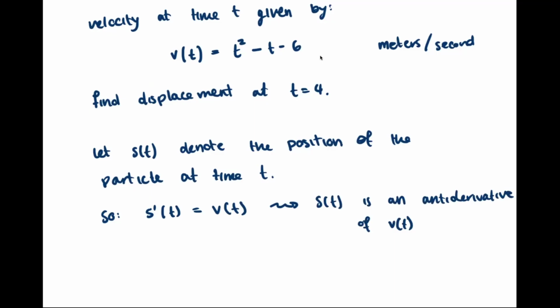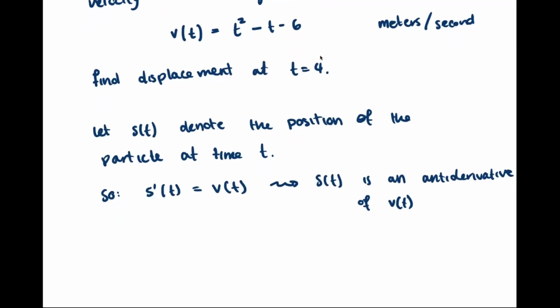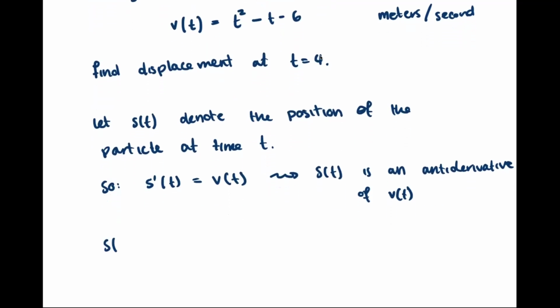So what that means is that if I want to find the total displacement of the particle, that's going to be given to me by S of 4 minus S of 1, which by the fundamental theorem of calculus is the integral from 1 to 4 of V of t dt.